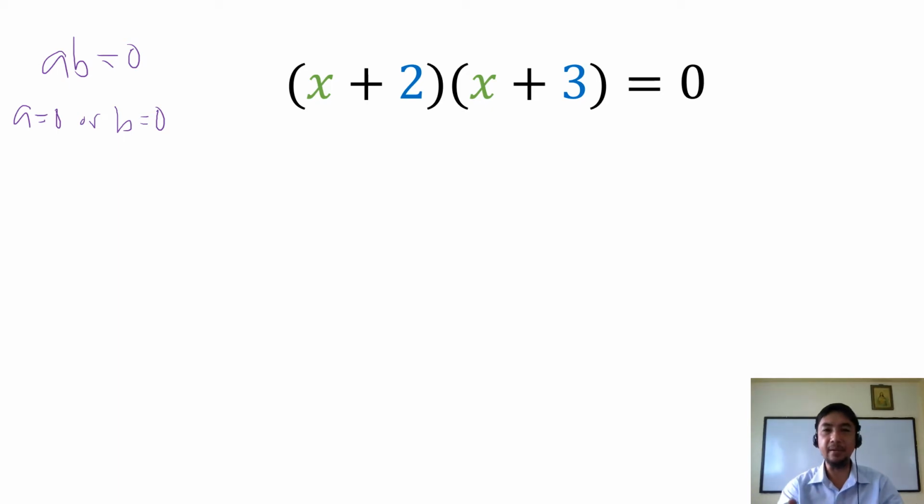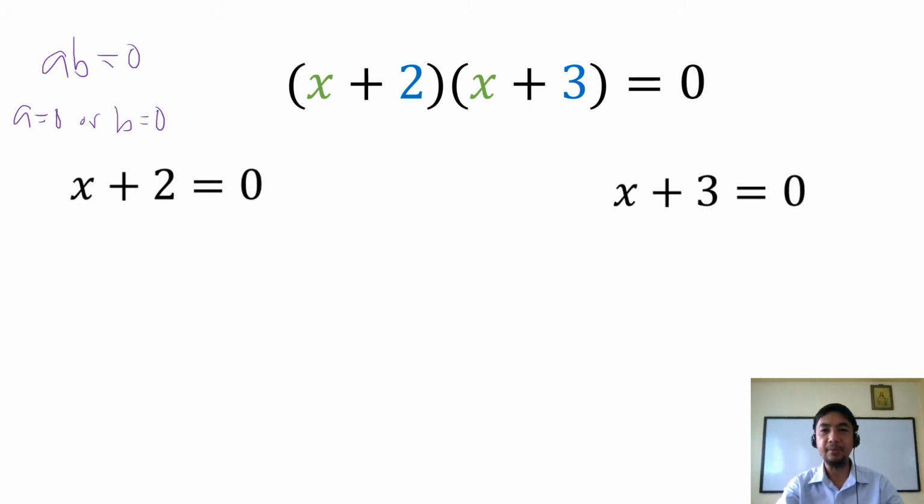So, ang ibig sabihin nun, equate natin yung factors into 0. Just like this one, x plus 2 equals 0, tapos x plus 3 is equal to 0. So, para itong a times b equals 0. So, that means a equals 0 or b equals 0 or both are equal to 0. Then after that, we want to solve for x.